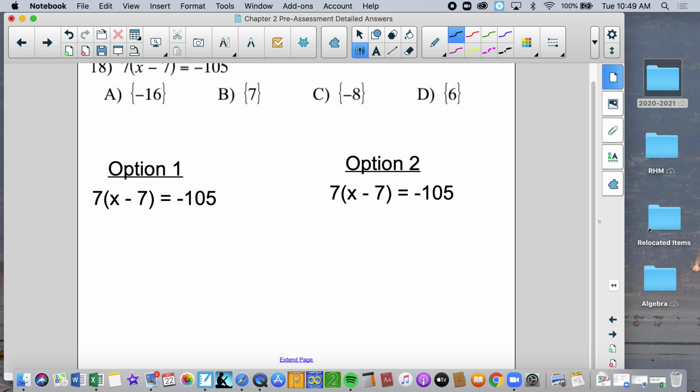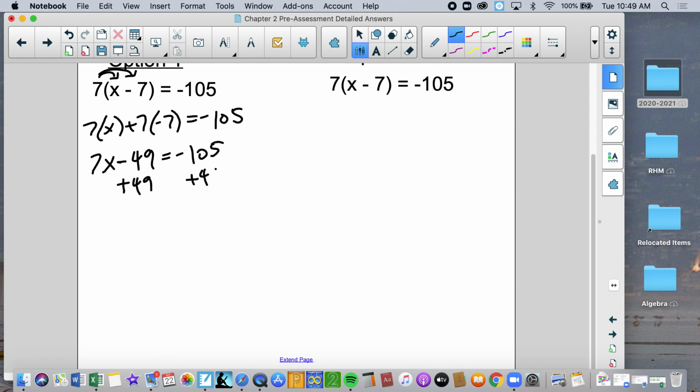Number 18, let's distribute 7 times x plus 7 times negative 7. That negative is attached to this 7, so it better stay with that 7, equals negative 105. 7 times x is 7x. 7 times negative 7 is negative 49, equals negative 105. This is a two-step equation. We're going to add 49. You get 7x equals, that's going to be 9, that's 15, that's 6, yeah, 6. Did I do this right? 9, 4 from 9 is, 56. Hello, Mr. Mac. Now we're going to divide by 7, x equals 8.